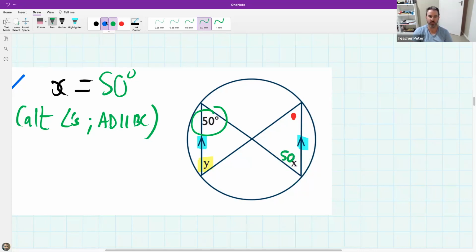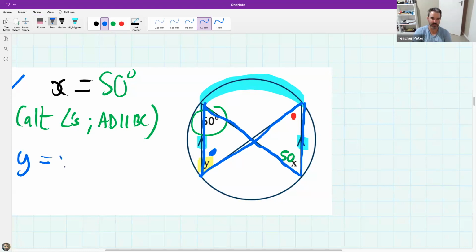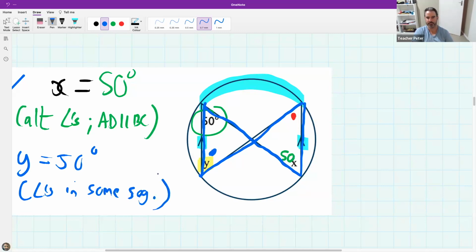What is Y going to be? I'll give you a little hint. I'll give you a nice arc to guide you. So, yep, this angle Y can be made from that arc here, but so can this. And so these two must be friends. And Y is 50 by angles in same segment. So that's 50 as well.